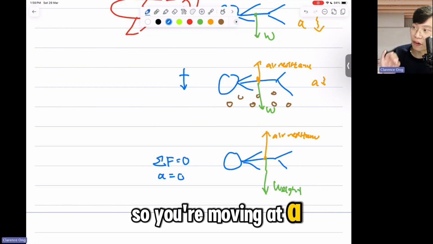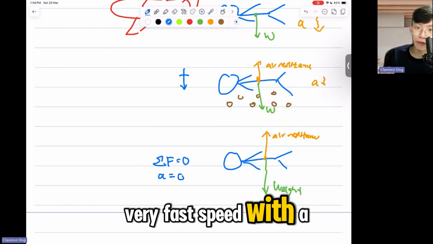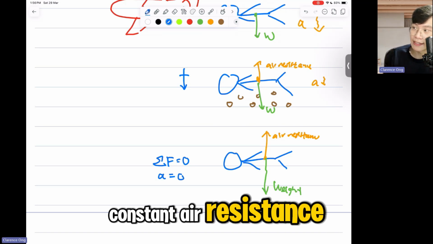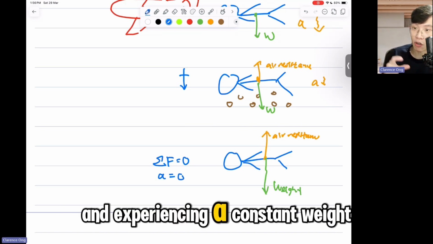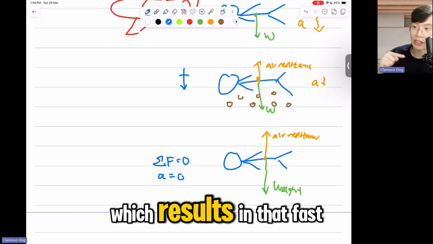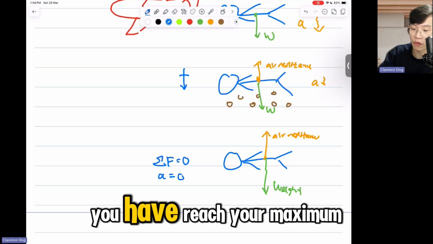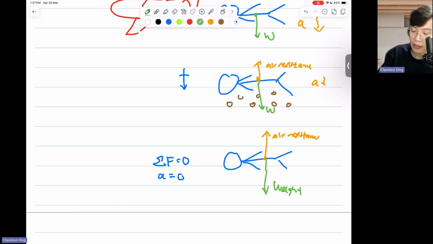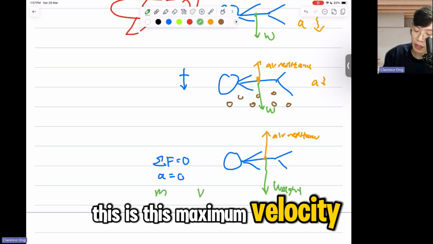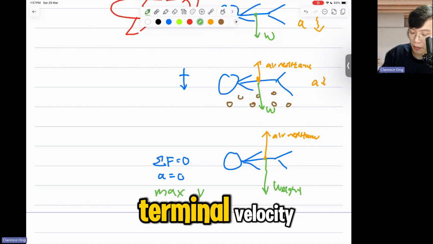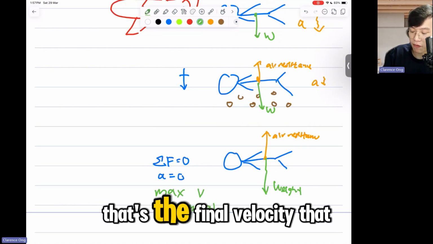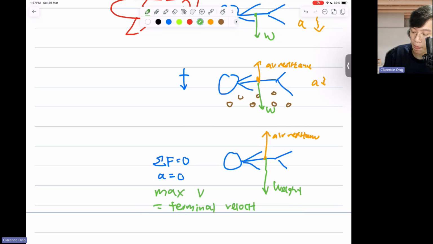So you're moving at a very fast speed with a constant air resistance and experiencing a constant weight, which results in net force 0. Because you have no more acceleration, you have reached your maximum velocity. This maximum velocity is also known as your terminal velocity. That's the final velocity that you have reached.